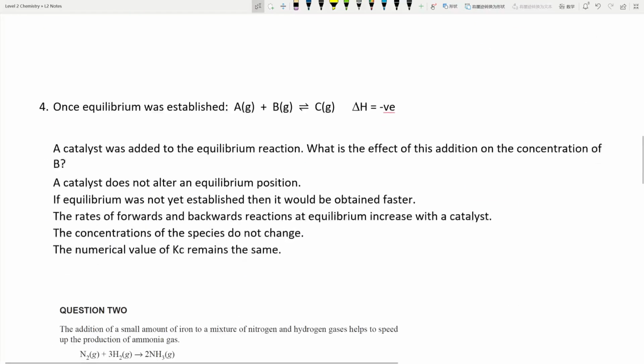Okay, last one. Once equilibrium was established, a catalyst is added. Whenever you see a catalyst is added, just don't bother. A catalyst doesn't do anything, it will only make it go faster. If the equilibrium has already been established, then it doesn't do anything. If the equilibrium hasn't been established, you will just speed up the process until equilibrium has been established. So it doesn't do anything else once a system is already at equilibrium. So that's like a free question there.